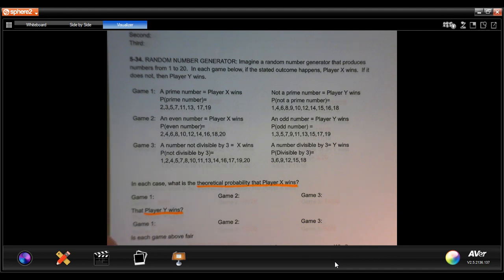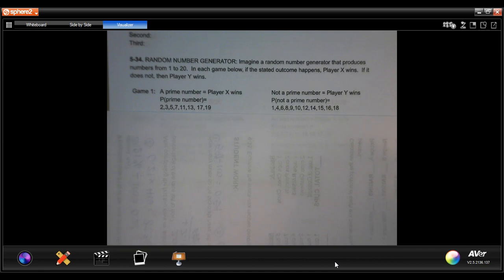You were asked to imagine a random number generator that produces numbers from 1 through 20. In each game below, if the stated outcome happens, player X wins. If it does not, then player Y wins. So what I went ahead and did was I looked at the games and I tried to focus in on one at a time. So that's what we're going to do now.